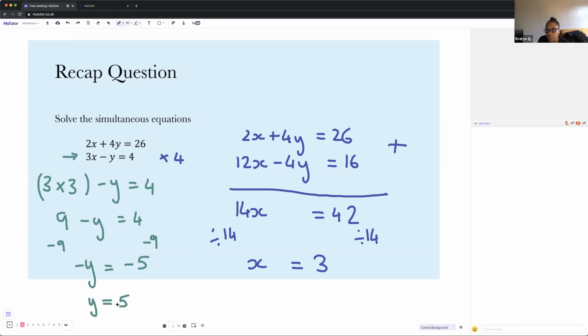So brilliant for everyone who got those answers. I think the majority of you did. X equals 3 and y equals 5. That is fantastic. Right, so that's our recap of simultaneous equations. And remember, just to check your answers as well, you could take that first equation and substitute in x equals 3 and y equals 5 just to see whether you got the answer right, and you will get 26 when you do that.